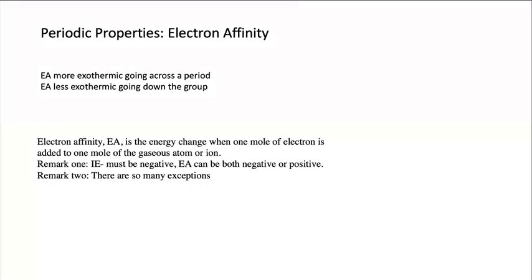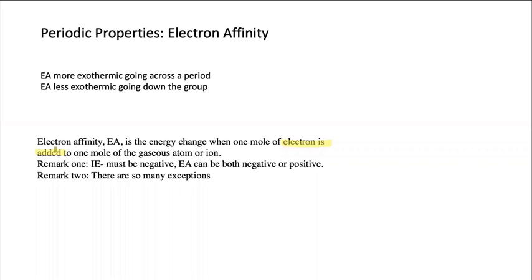Periodic properties, electron affinity. So electron affinity is the energy change when 1 mole of electron is added to 1 mole of gaseous atom or ion. So when we're adding electron, it is very similar to ionization energy. Because ionization energy, we're stripping off electrons. But for electron affinity, we're adding on electrons. They're very similar to each other.